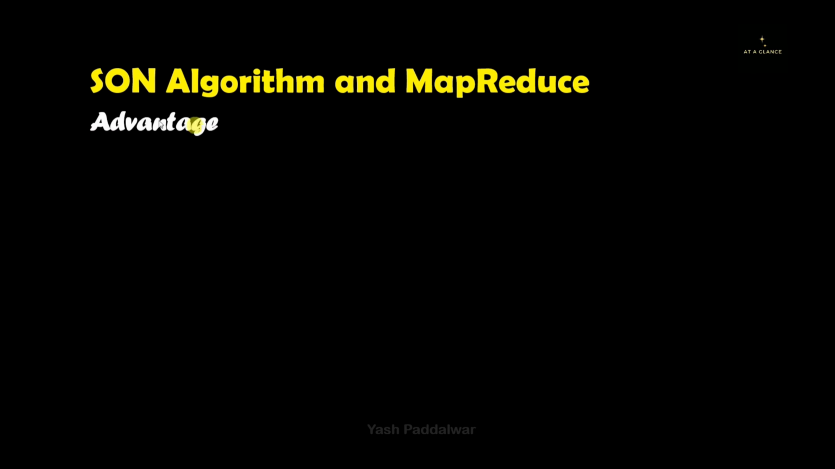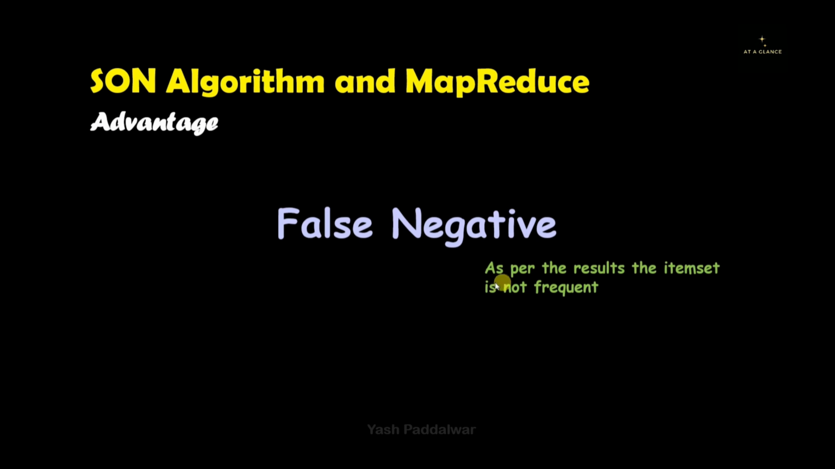Now let's have a look at the advantage. Before moving to the advantage, I would like to clear this concept of false negative. Let me first explain the negative. Let's say as per the results, we get that the item set is not frequent. That means the result is saying that the item set is not frequently occurring in the data. This is the negative case.